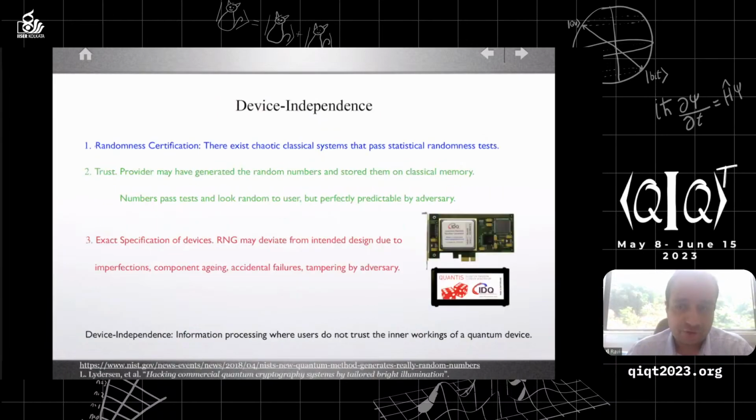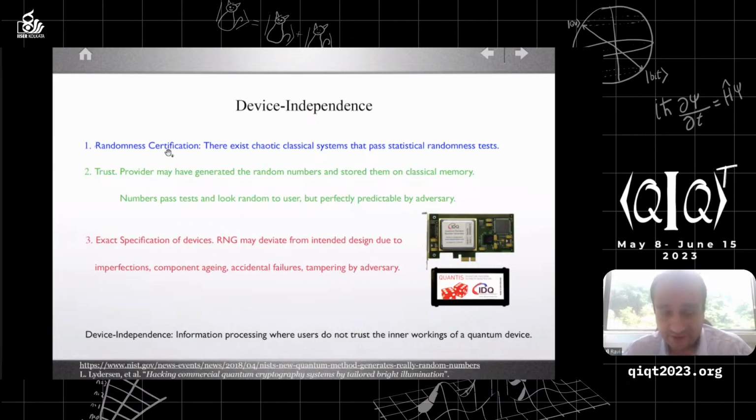So the task turns out to be quantumly possible, and that's the topic of my talk today. Especially, it also turns out to be possible in the setting of device independence. Just in case some of you have not heard about device independence, let me briefly tell you that device independence is the highest form of security that you can have, in the sense that you can get information-theoretic security even if the users do not trust the workings of a device.